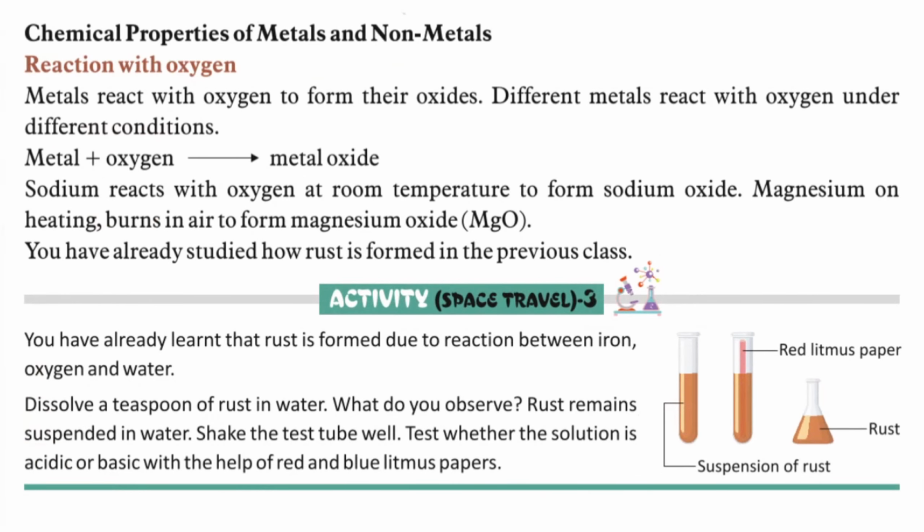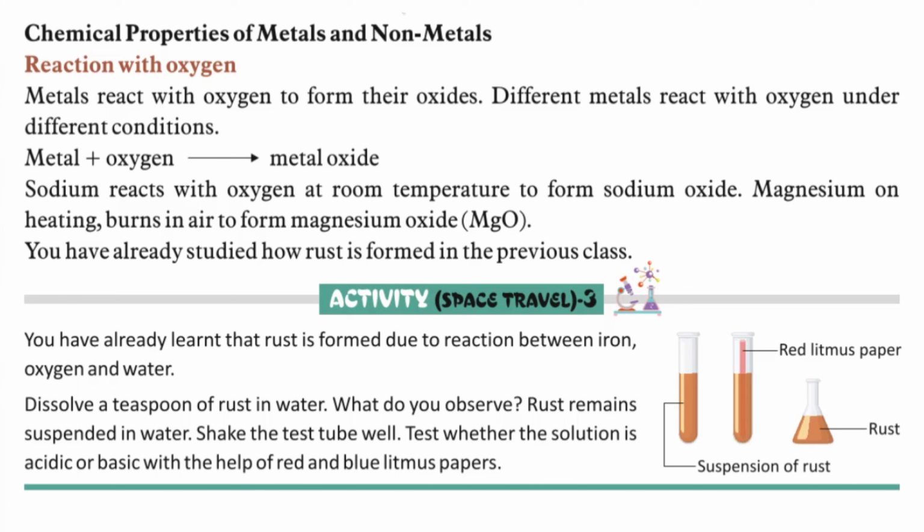So, chemical properties of metals and non-metals. First we will see reaction with oxygen. Metals react with oxygen to form their oxides. Different metals react with oxygen under different conditions. When a metal reacts with oxygen, it will produce a metal oxide.